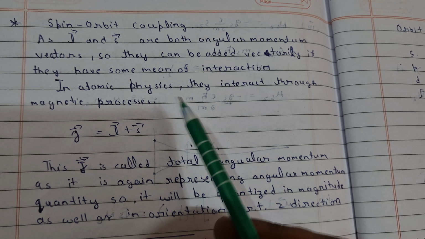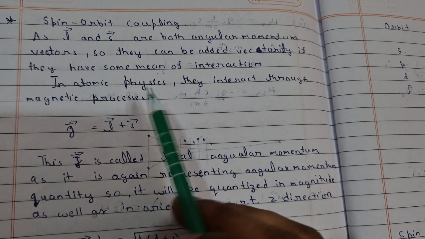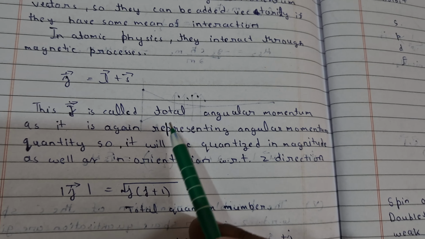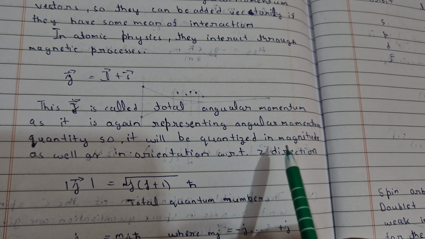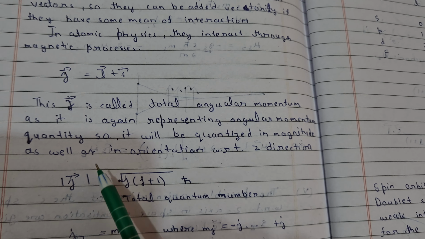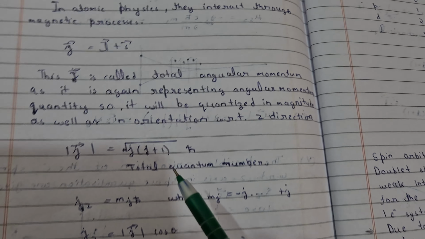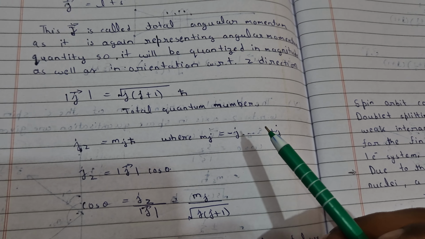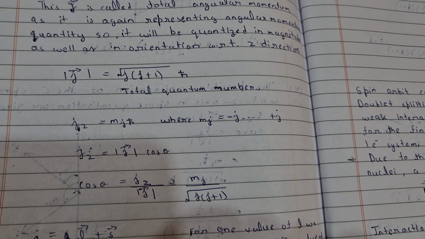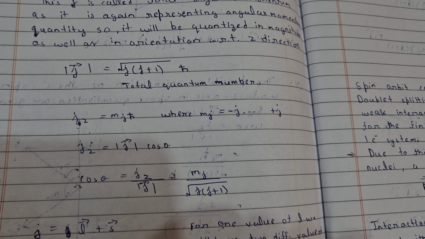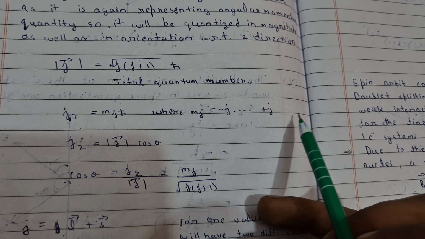That can also be written with the same formula as we discussed for L and S. In atomic physics, they interact through magnetic processes. So this J is called the total angular momentum, as it again represents an angular momentum quantity. It will be quantized in magnitude. We'll write the same formulas for this also, in the orientation with respect to the z direction. So J will be root of j(j+1) h-cut. This is very easy to remember because we have similar formulas. This is the total angular quantum number. It is also quantized in the z direction, so J_z will be m_j h-cut, and m_j will go from minus j to plus j.